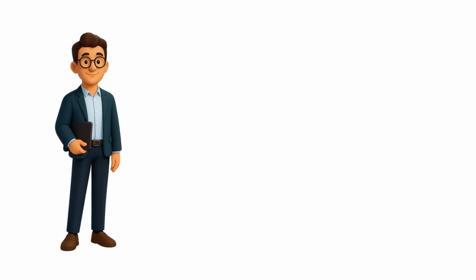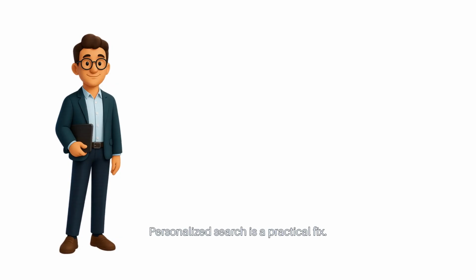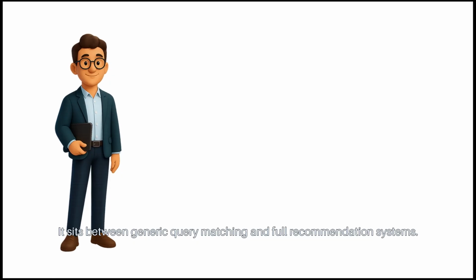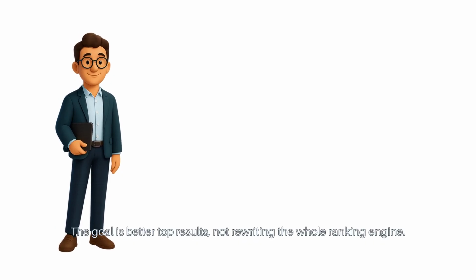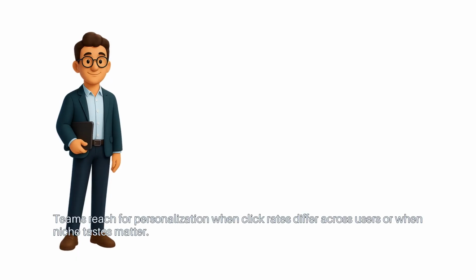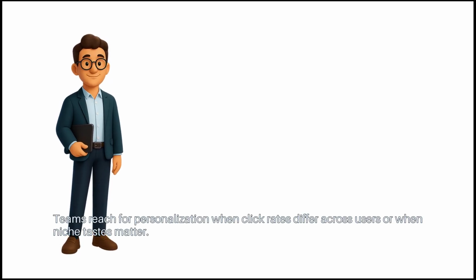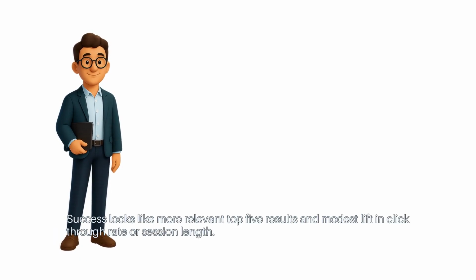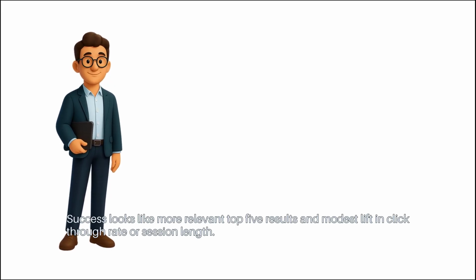Personalized search is a practical fix. It sits between generic query matching and full recommendation systems. The goal is better top results, not rewriting the whole ranking engine. Teams reach for personalization when click rates differ across users or when niche tastes matter. Success looks like more relevant top 5 results and modest lift in click-through rate or session length.